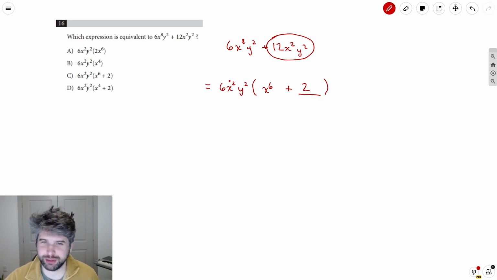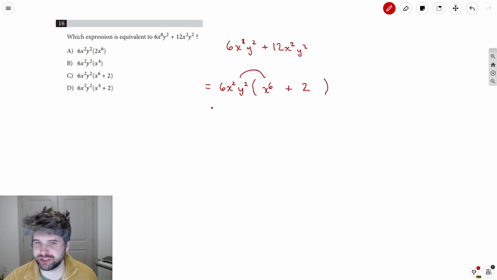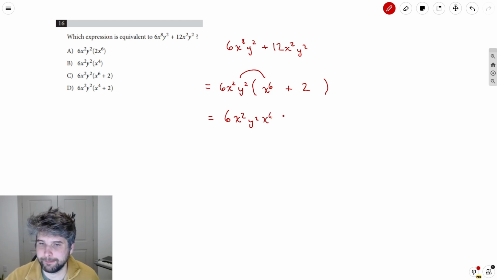What about this x squared? Do we need to multiply anything with this x squared in order to get this x squared? We're done there. What about this y squared? Do we need anything to get this y squared here? No. All right, so we're done. And to check our work, we can multiply this out and see if we get what we started with. When we multiply this out, it's going to be 6 times x squared times y squared times x to the 6th plus 6 times x squared times y squared times 2.